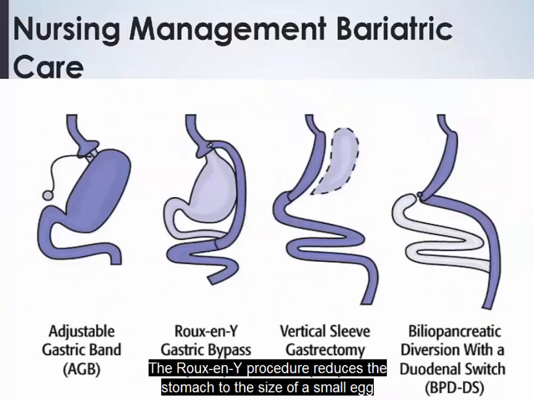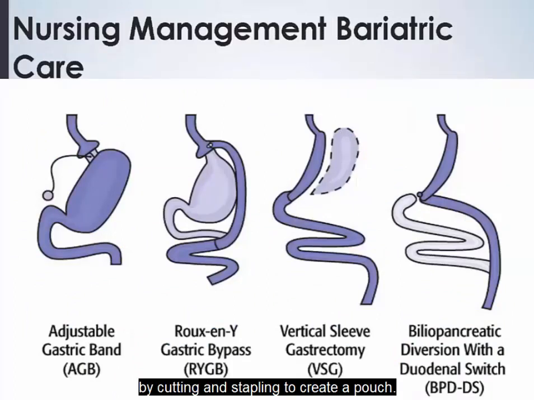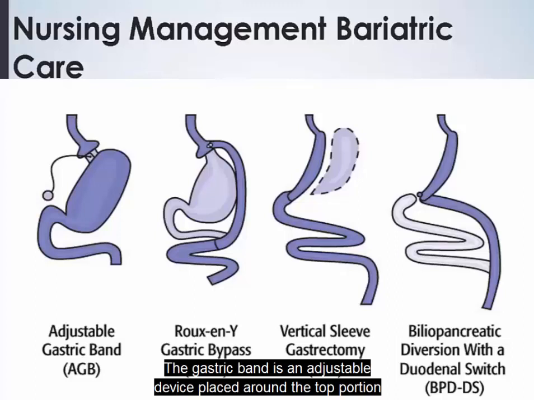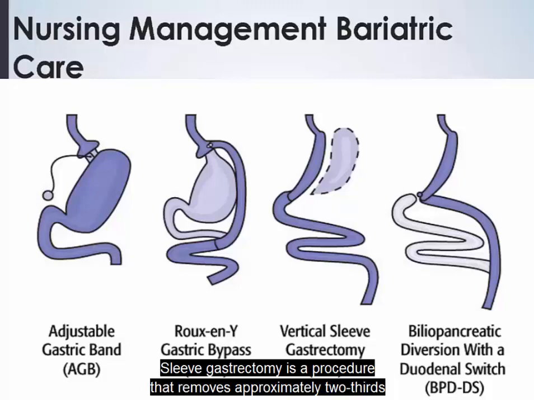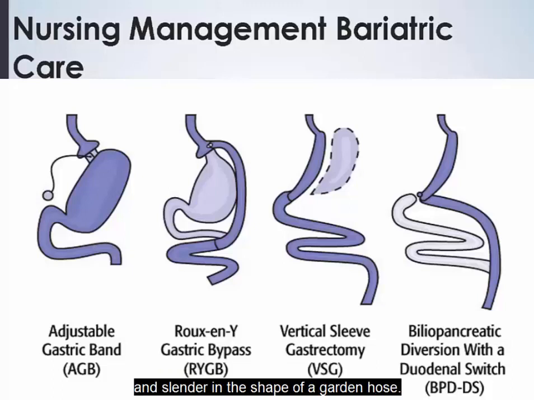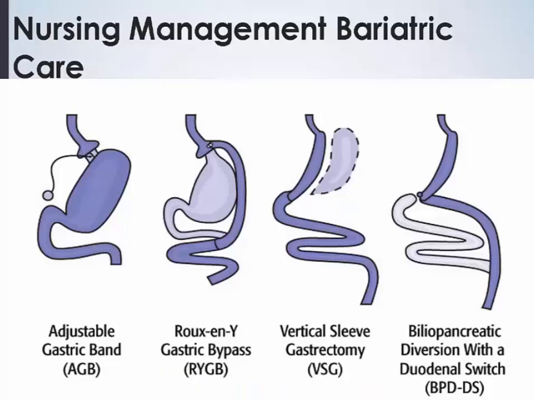The Roux-en-Y procedure reduces the stomach to the size of a small egg by cutting and stapling to create a pouch. The gastric band is an adjustable device placed around the top portion of the stomach to create a small pouch. Sleeve gastrectomy is a procedure that removes approximately 2/3 of the stomach, leaving the remaining portion of the stomach long and slender in the shape of a garden hose.